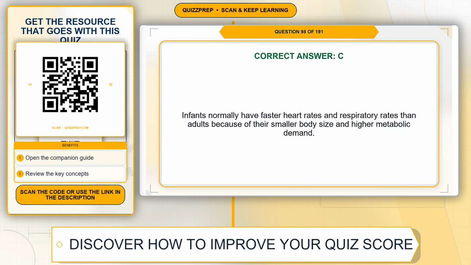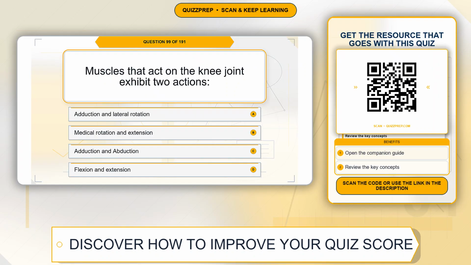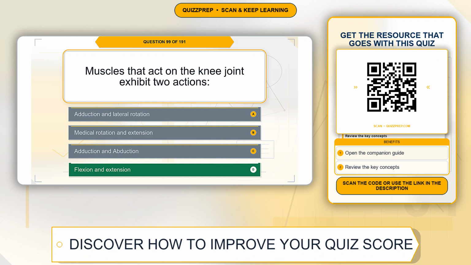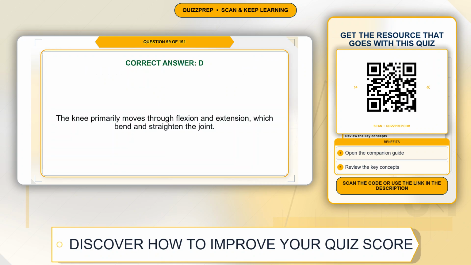Question 99. Muscles that act on the knee joint exhibit two actions. Option A, adduction and lateral rotation. Option B, medial rotation and extension. Option C, adduction and abduction. Option D, flexion and extension. The correct answer is option D, flexion and extension. Explanation. The knee primarily moves through flexion and extension, which bend and straighten the joint.